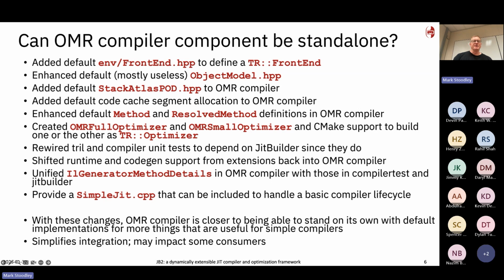Another larger scale change that I made was to rewire the Tril and compiler unit tests, which weren't set up to depend on JitBuilder, but they do expect JitBuilder to be there and to be built, I believe. So I changed things so that it depends on JitBuilder rather than the OMR compiler. I can't remember specifically, I'd have to go back and review the details, but I think when I changed this, I reduced the number of compiler builds that happen as part of the OMR build. So this one might save us some time, assuming I'm right about that.